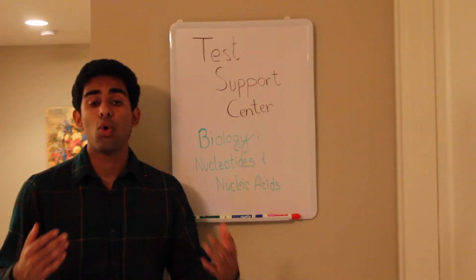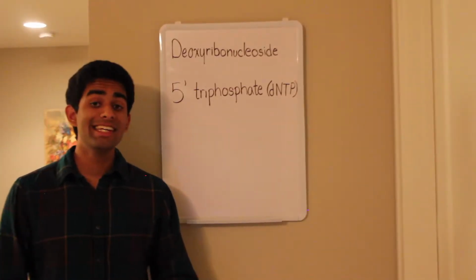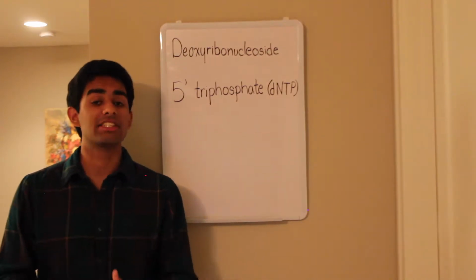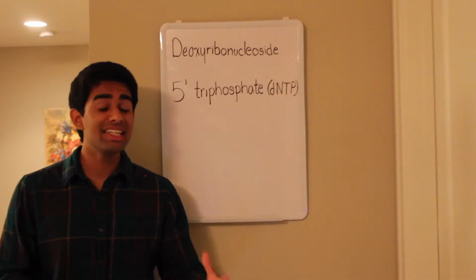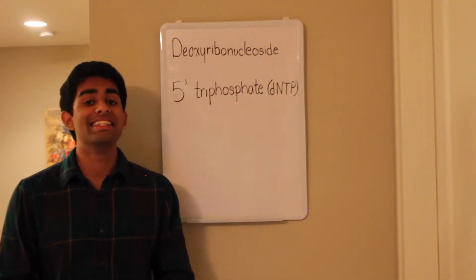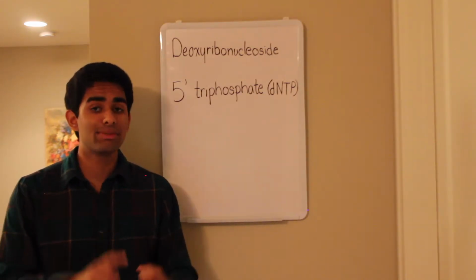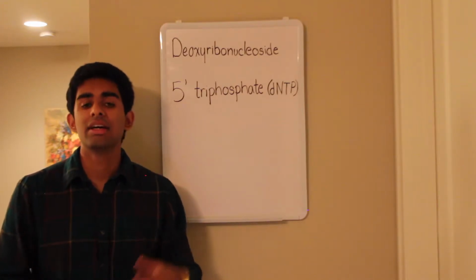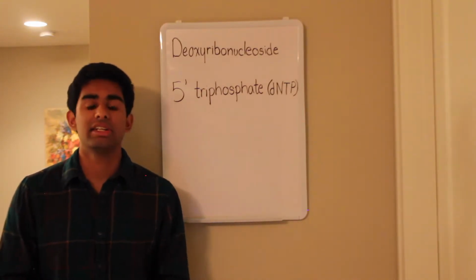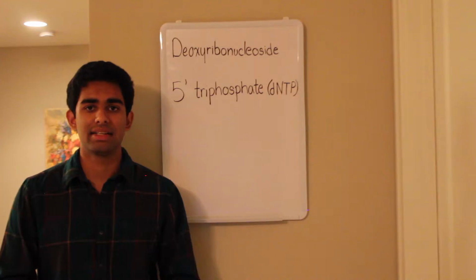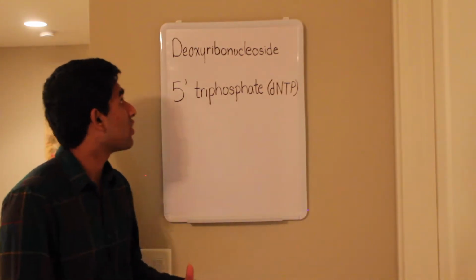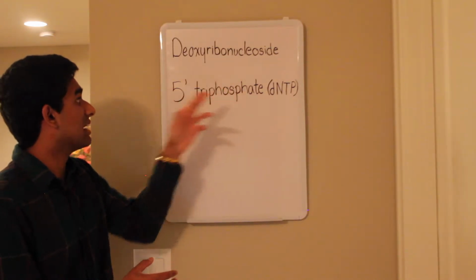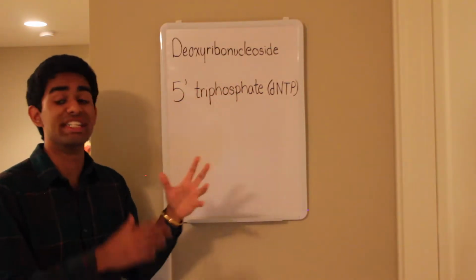deoxyribonucleic acid, or DNA. DNA and RNA are nucleic acids, or acids that are formed in the nucleus of the cell. DNA, as stated before, is an acronym for deoxyribonucleic acid. Similarly, RNA is an acronym for ribonucleic acid. The building blocks for DNA in the cell are things called deoxyribonucleoside 5-triphosphates, or dNTPs.